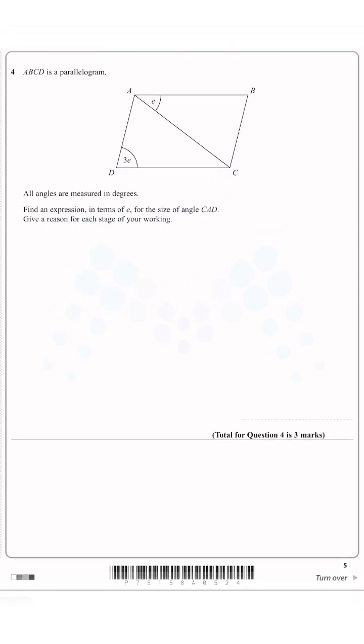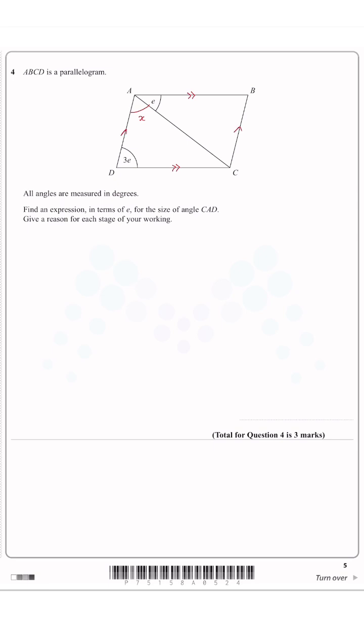ABCD is a parallelogram. All angles are measured in degrees. Find an expression in terms of e for the size of the angle CAD. So this is the angle that I want to find, and I'm going to call the angle x. Now, if I know that this is a parallelogram, then I know the sides at the top and the bottom are parallel to each other, and the two sides are also parallel to each other.